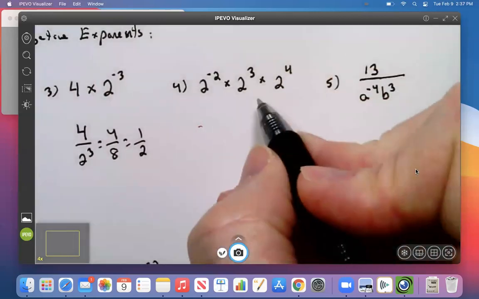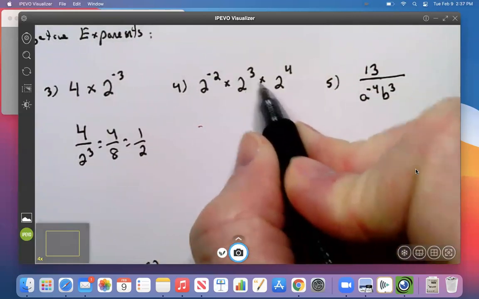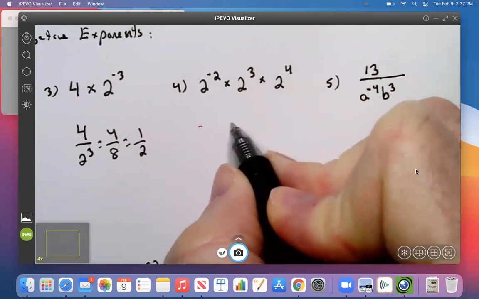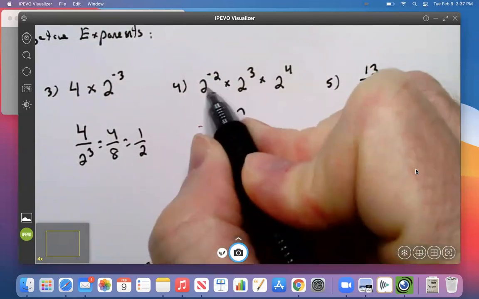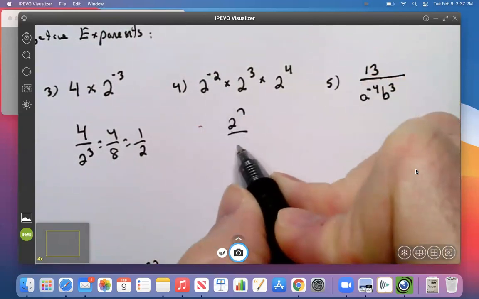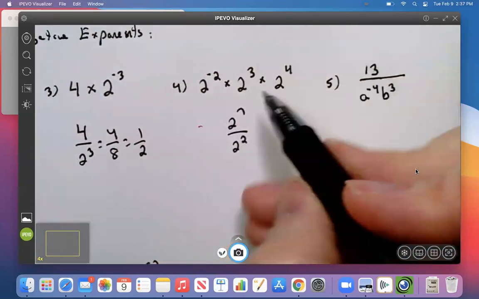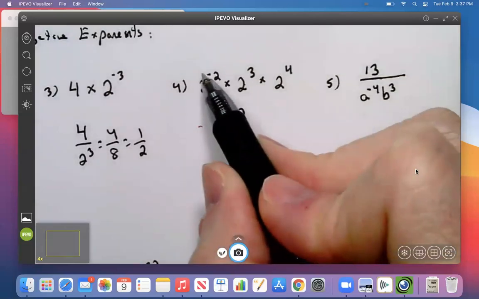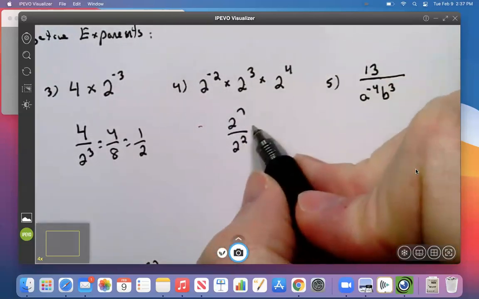On number 4, 2 cubed times 2 to the 4th can stay up top. 3 plus 4 gives me 2 to the 7th. This 2 to the negative 2 power needs to go to the bottom. So these two stayed up top. I multiplied them. 3 plus 4 is 7. Move these two to the bottom.